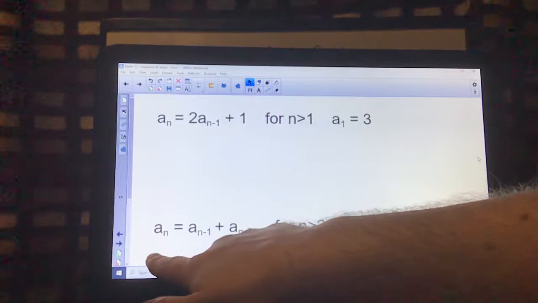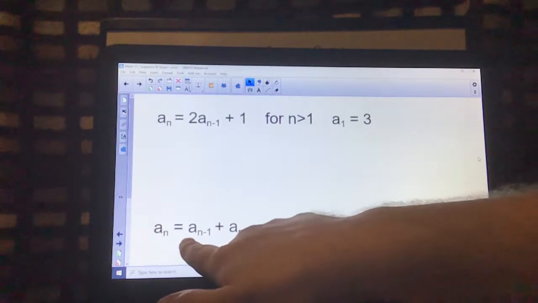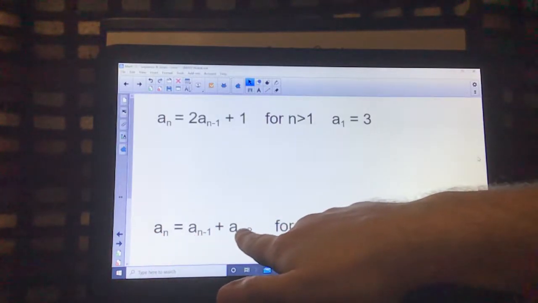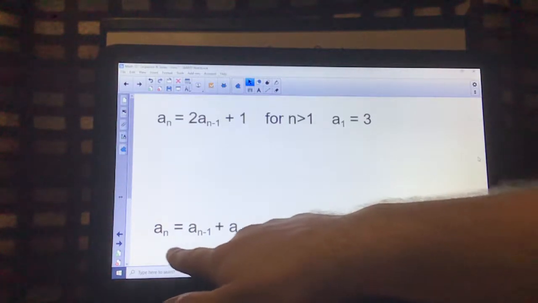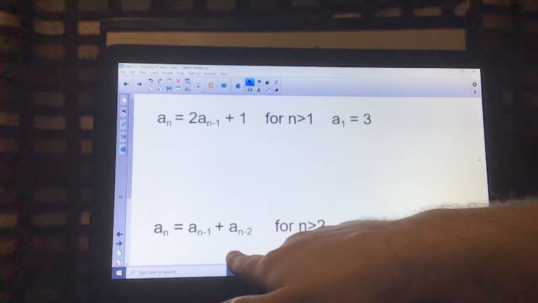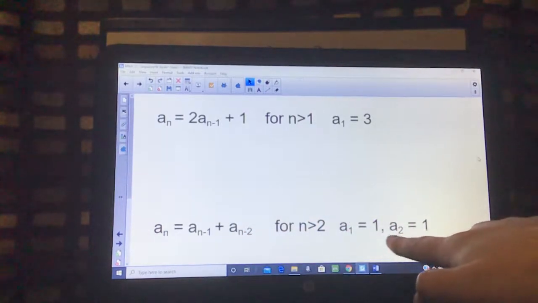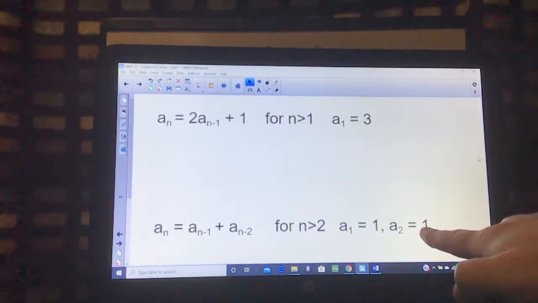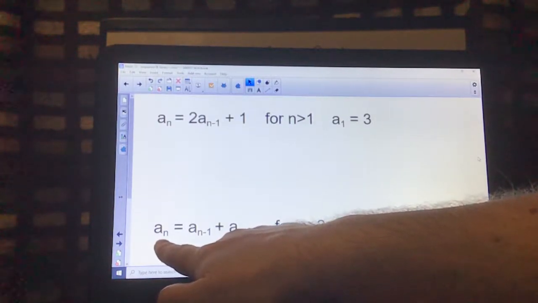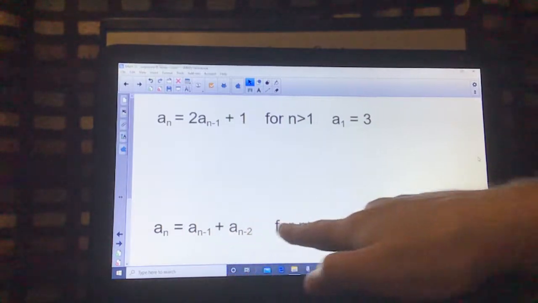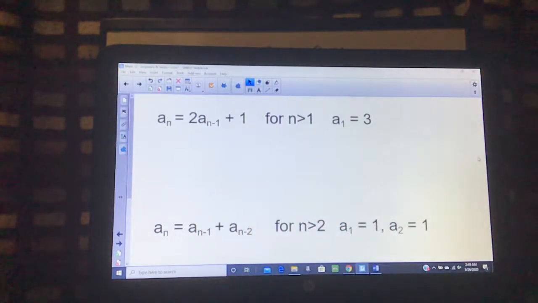So basically, to get the third term, a sub 3, I need the second term, a sub 2, plus the next term, a sub 1. So a sub 3 is going to be a sub 2 plus a sub 1. The good news is I know a sub 2 and a sub 1. They gave it to me. A sub 2 is 1, and a sub 1 is 1. So really, to get the third term, I need to add together the two terms that they gave me. 1 plus 1 is 2. So I'll show that work on the back board.